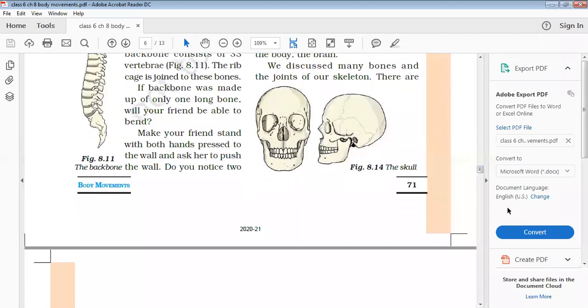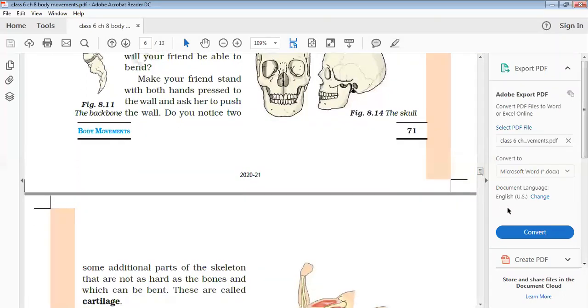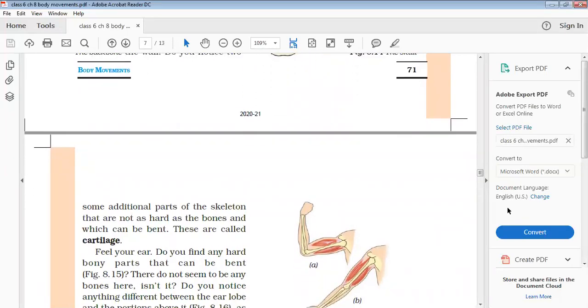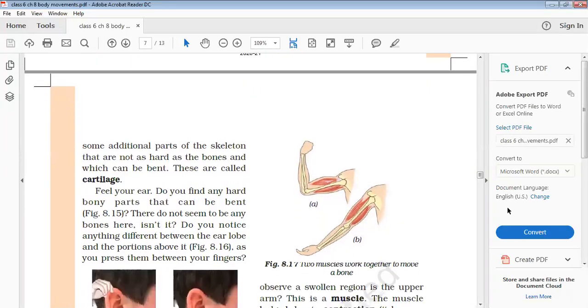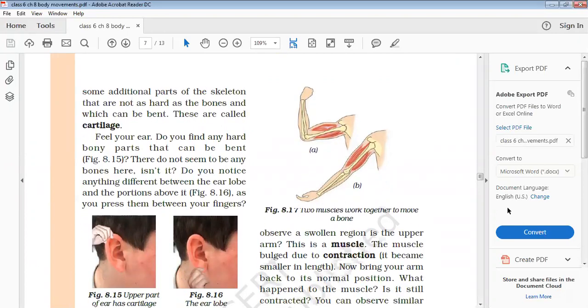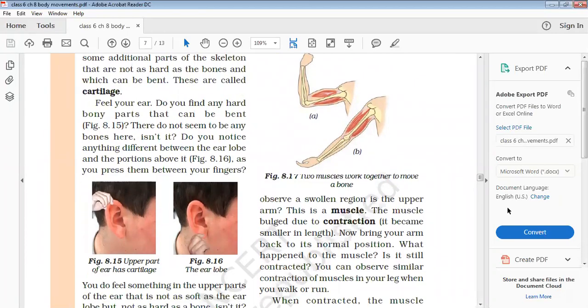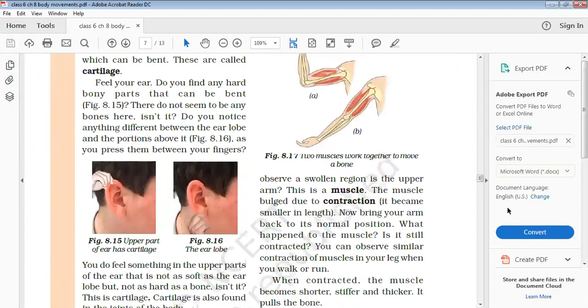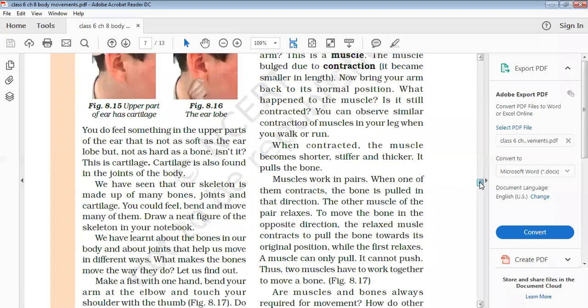Skull. The hard structure outside our head is made of the skull bones. Yes, there are some additional parts in the skeleton apart from bones, called cartilage. You can feel your ear. The upper part is not hard like bone, but it can be bent as compared to the ear lobe. And this is known as cartilage, a soft elastic tissue which can be bent.